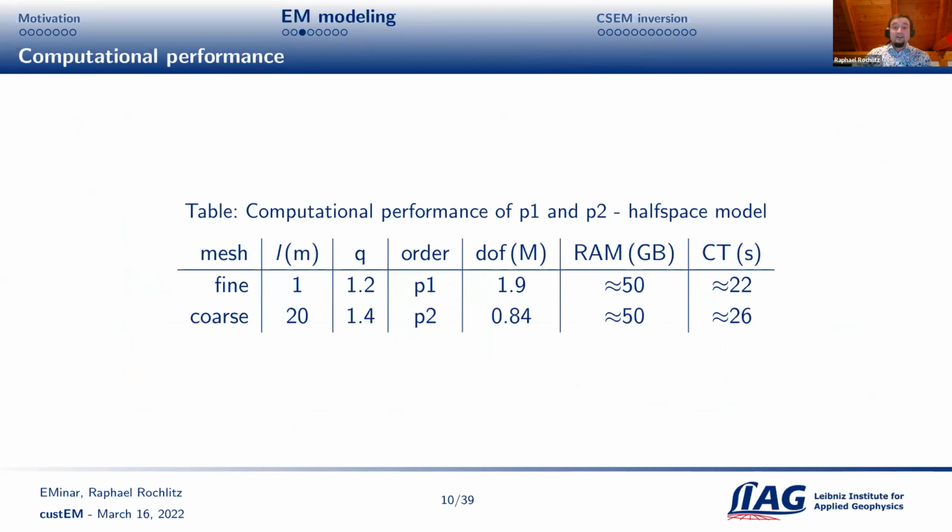I already told you, this is just a short table to show again what I mean. We have meshes where the fine mesh has way more nodes. If we calculate it with P1, we need a certain amount of RAM and a certain computation time. And it's barely the same for the P2 mesh.